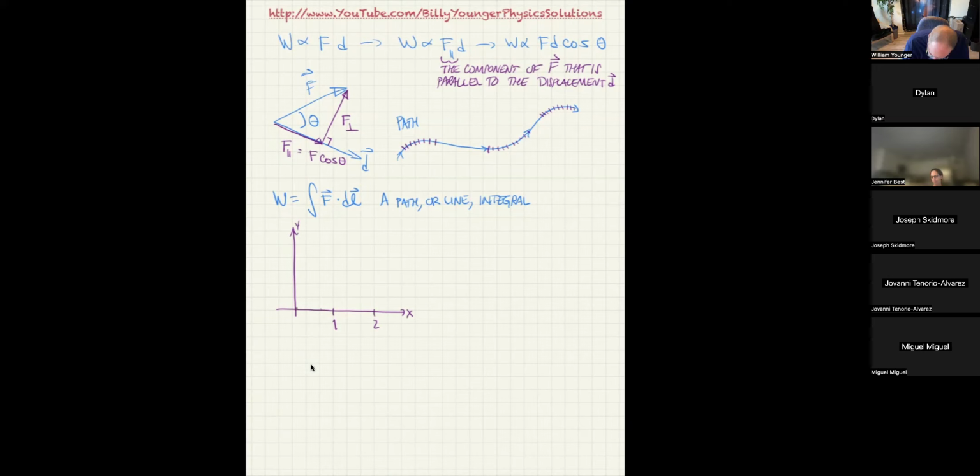And let's say you're starting right here. So this is your initial position A. And then you're going to go to some other position. 1, 2, 3, 4 right here. And it turns out that you're going to go through this spot as well.